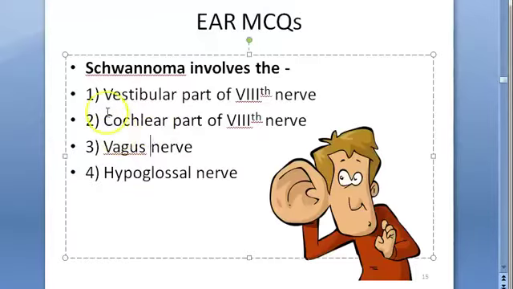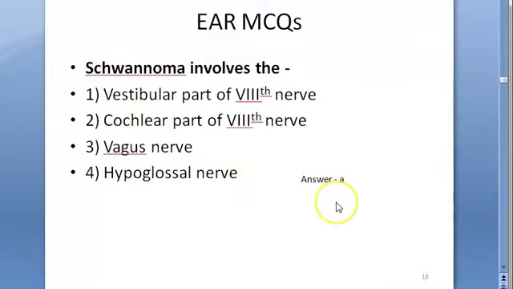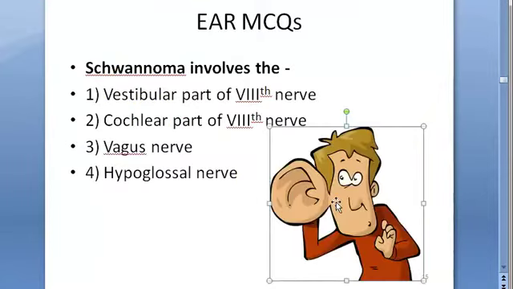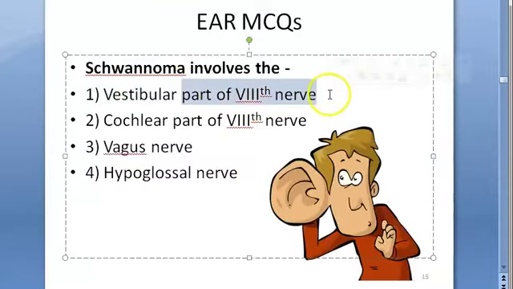Okay. Now, schwannoma involves dash, vestibular part of this cochlear. See, schwannoma is a very common word actually, isn't it? That's what we studied in pathology. Let's look at the answer here. They're talking about the ear. So anyways, vestibular part of the 8th nerve.